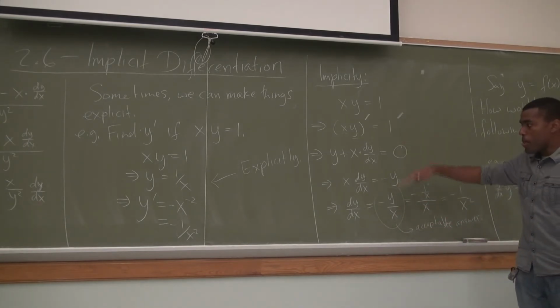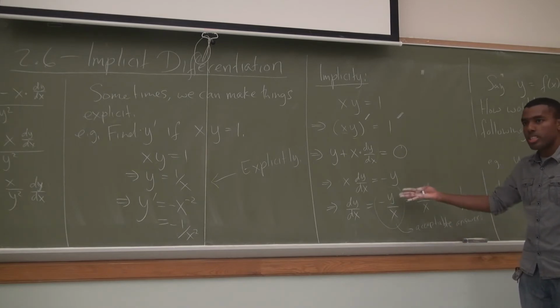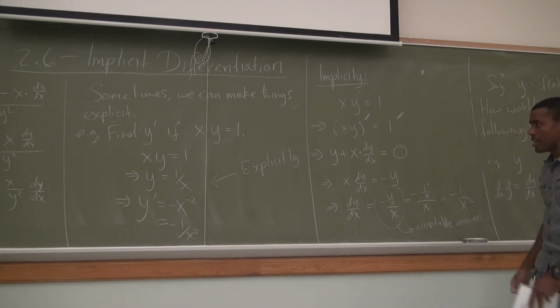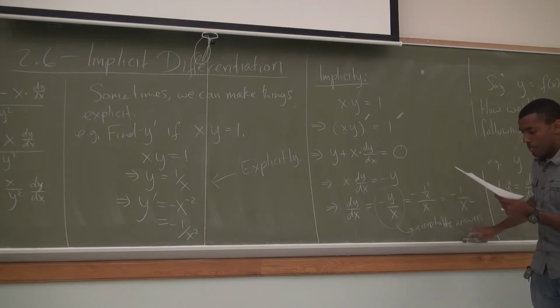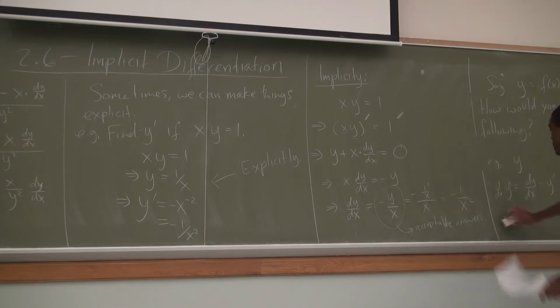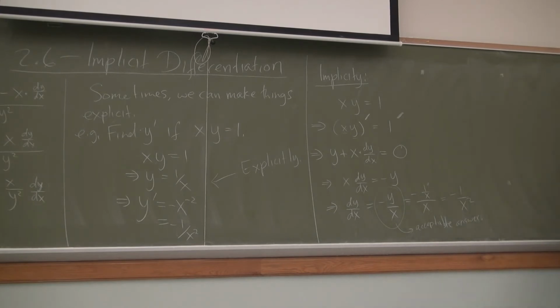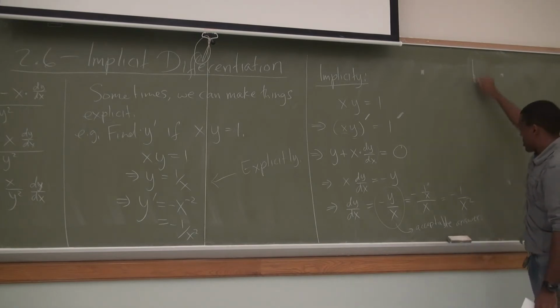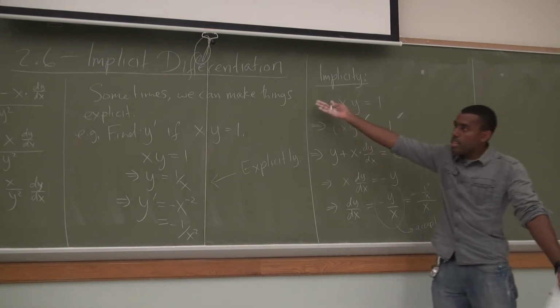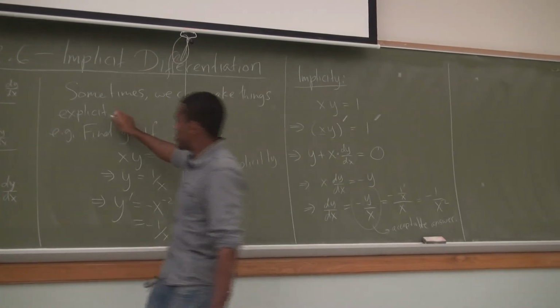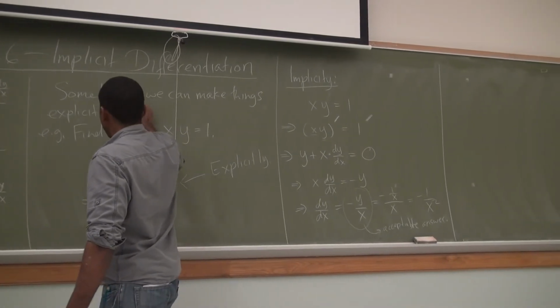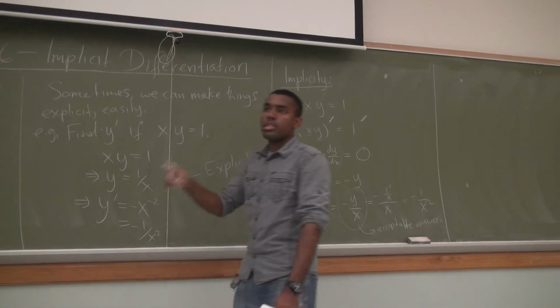However, like I said, there are many cases where you can't do that. You just leave the y there. It's okay to have the y's in your answer. So sometimes you can make things explicit easily. In that case, you just do it. Yes? You have a question?